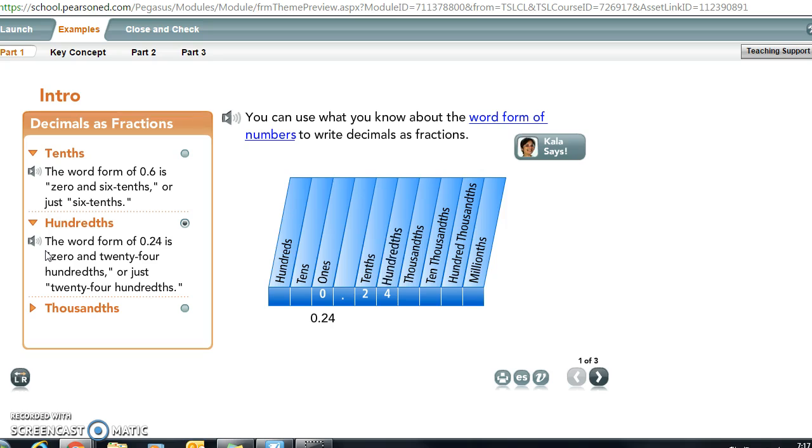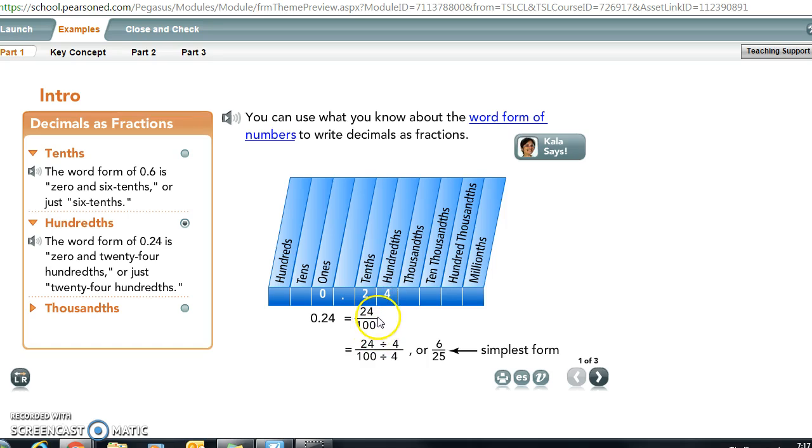Use the least place, hundredths, to write this decimal as a fraction. Then simplify if possible. The decimal 0.24 can be written as the fraction 6/25. Okay, so here, again, the least spot is hundredths, so I know I'll need 2 zeros on the bottom. So 24 goes on top, and 100 will go on bottom.